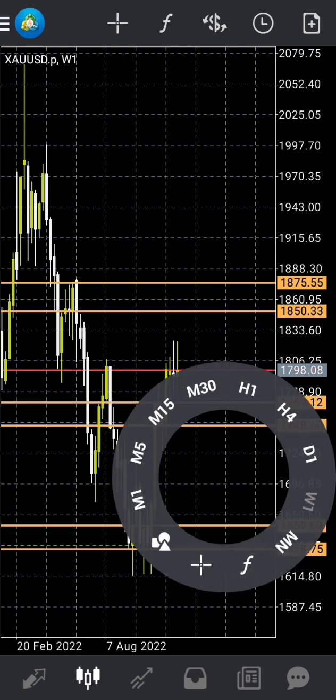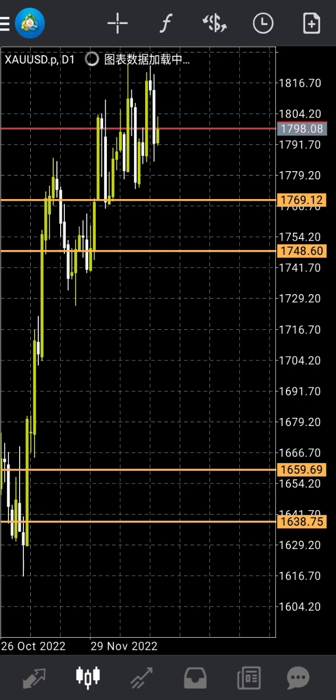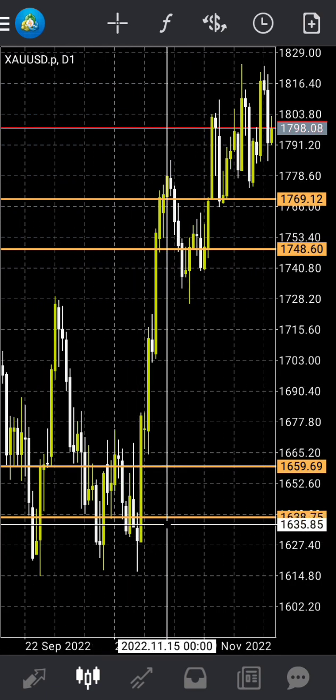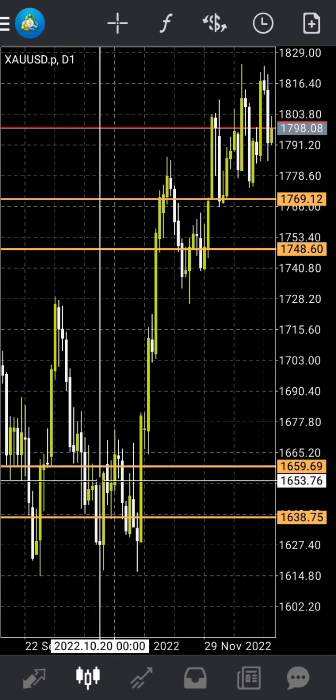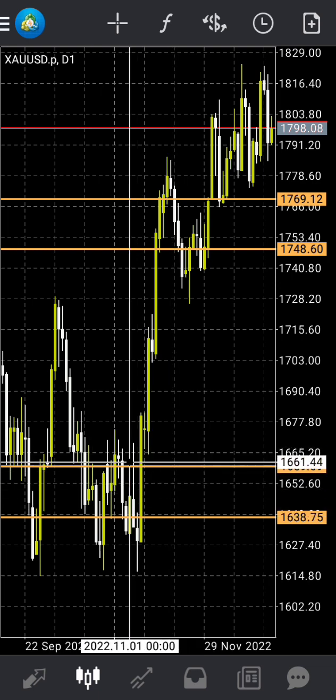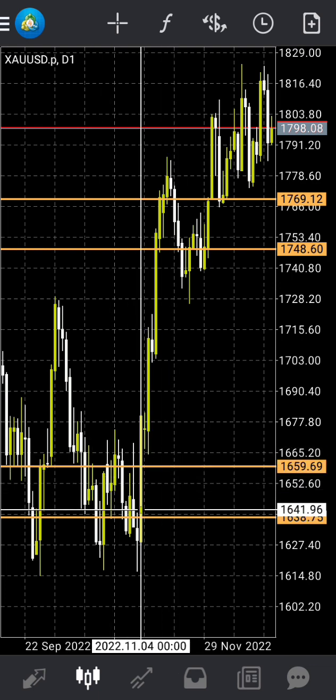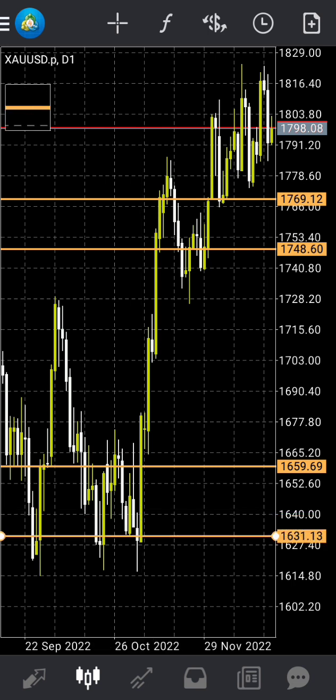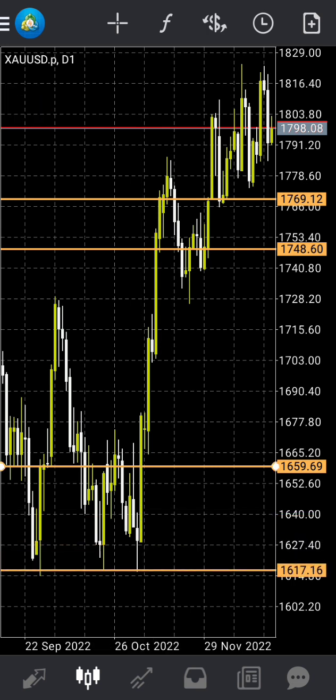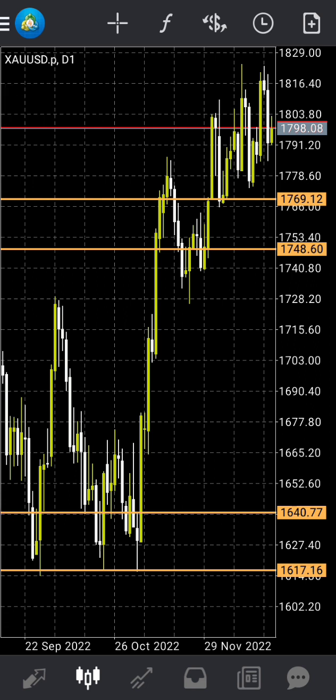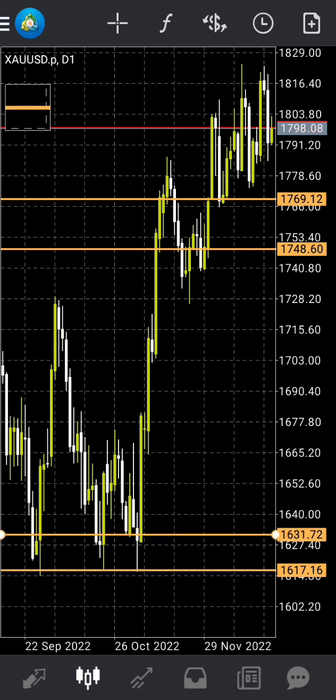Now we want a more precise zone, so we need to change to daily. So let's see, in the area around the weekly zone, is there any daily bullish engulfing zone that we can find? Yes, we will have a better zone here. Okay, this is in daily and this zone is quite big. I'm gonna cut the zone into half.